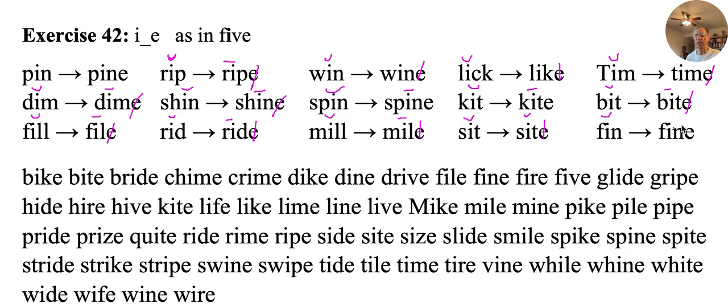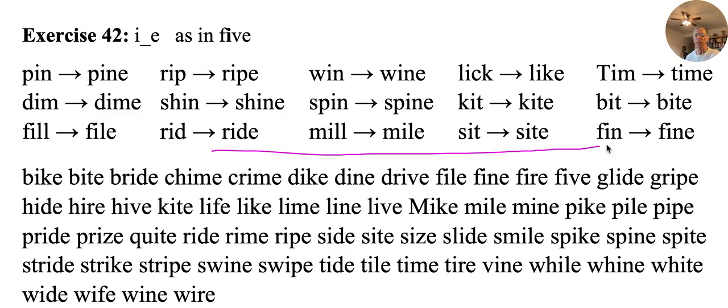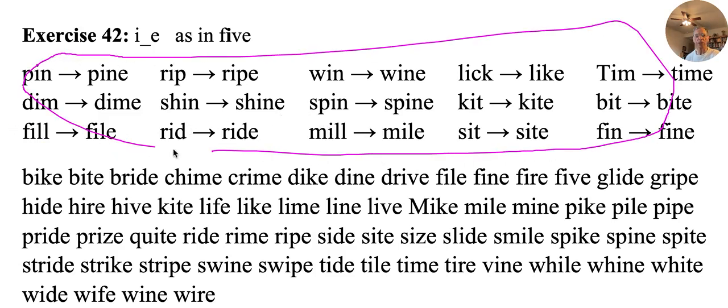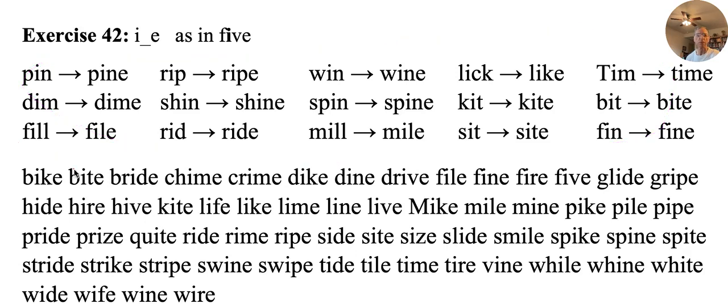And fin becomes fine. And I recommend going through and practicing these really fast. Pin, pine, rip, ripe, win, wine, lick, like, Tim, time, and so on. And when you get really good with these, then you can start working on the ones below, which are the ones that you're going to be timed on for your minimum calibrated speed.